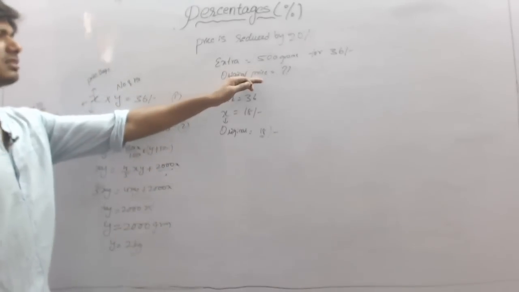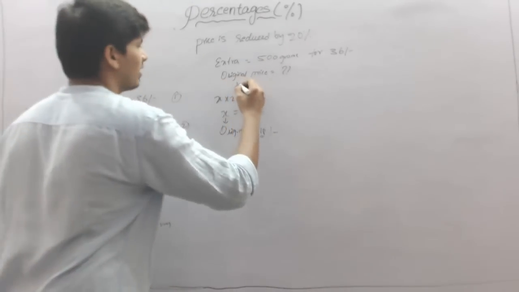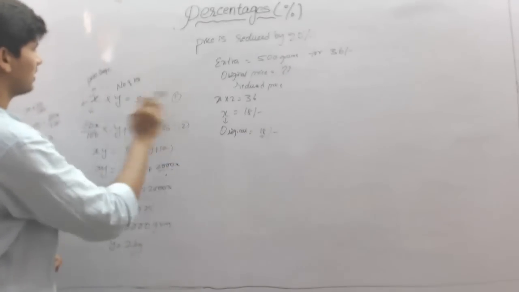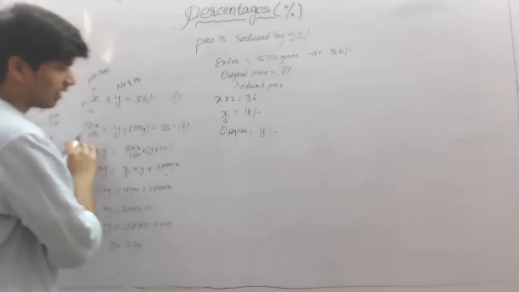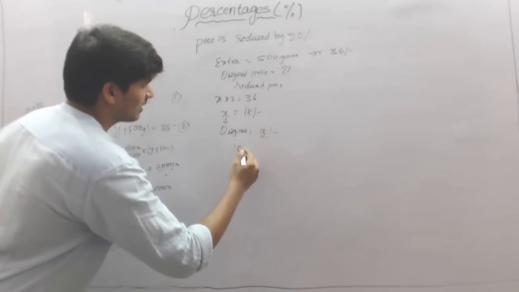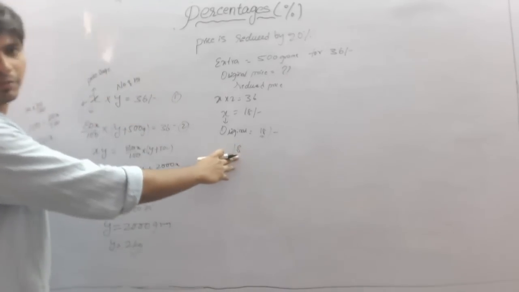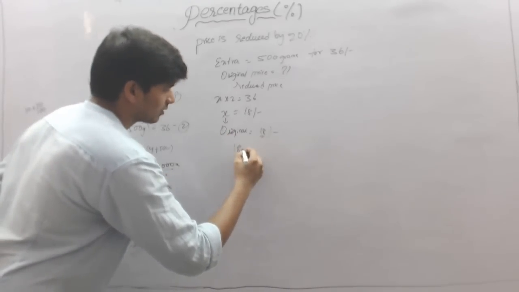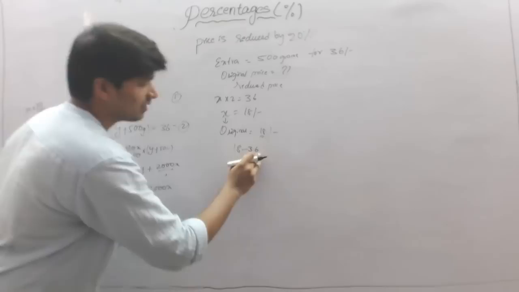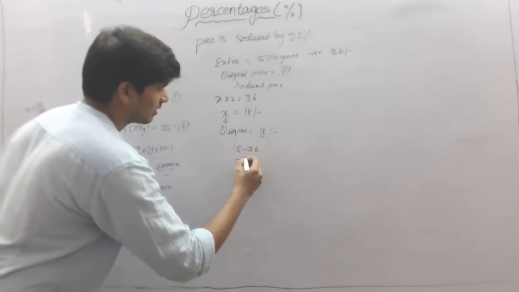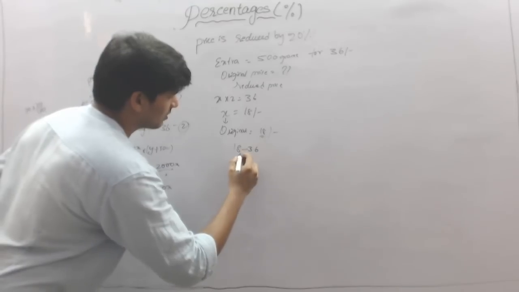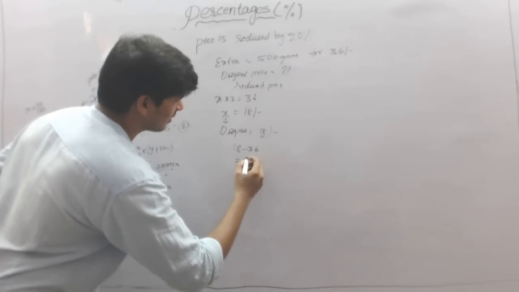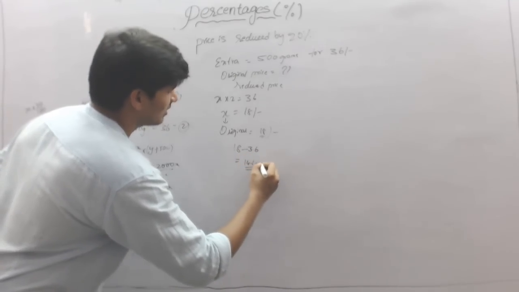Now if he has asked the reduced price, then how do you find the reduced price? Because 20% is reduced, 80% is the reduced price. That means what is 10% of 18? 1.8, so 20% is 3.6. So 100% minus 20% is the reduced price. That gives you 18 minus 3.6, which is 14.4. This is the reduced price.